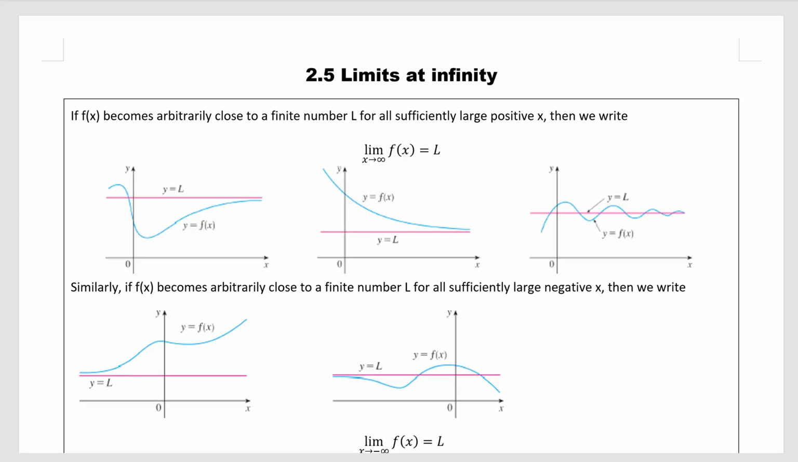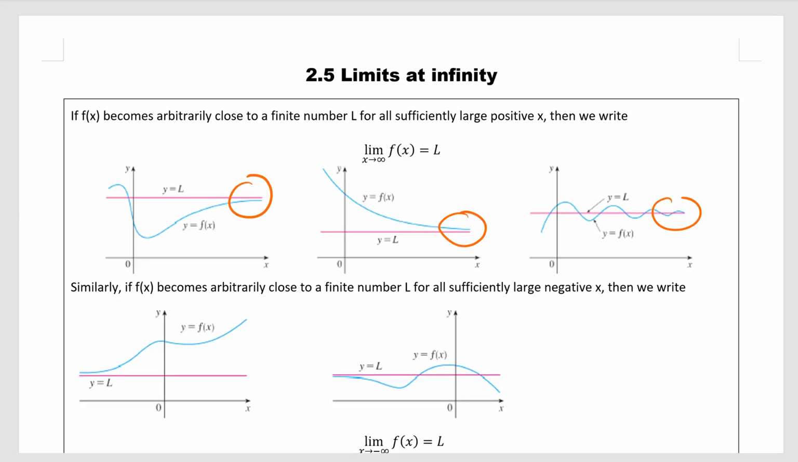So here is the definition. If f of x becomes arbitrarily close to a finite number L for all sufficiently large positive x, then we write the limit as x goes to infinity of f of x equals L. In the picture, you can see when x goes to infinity, our y is getting close to a constant number, L, right? And we also have this picture and this picture.